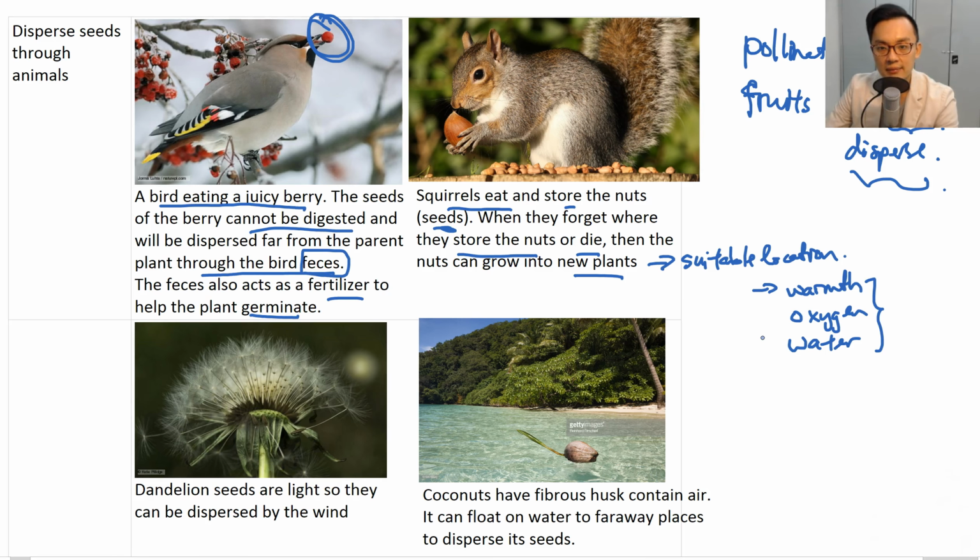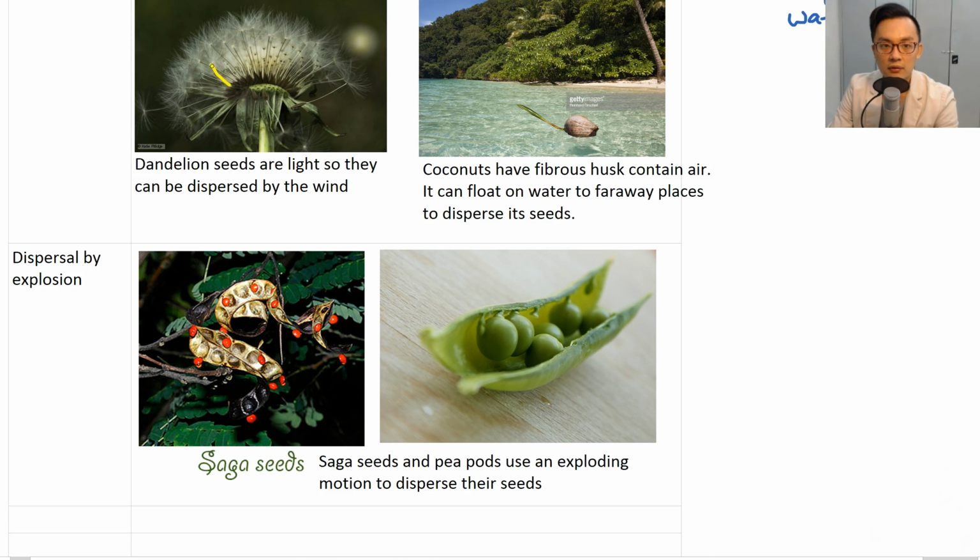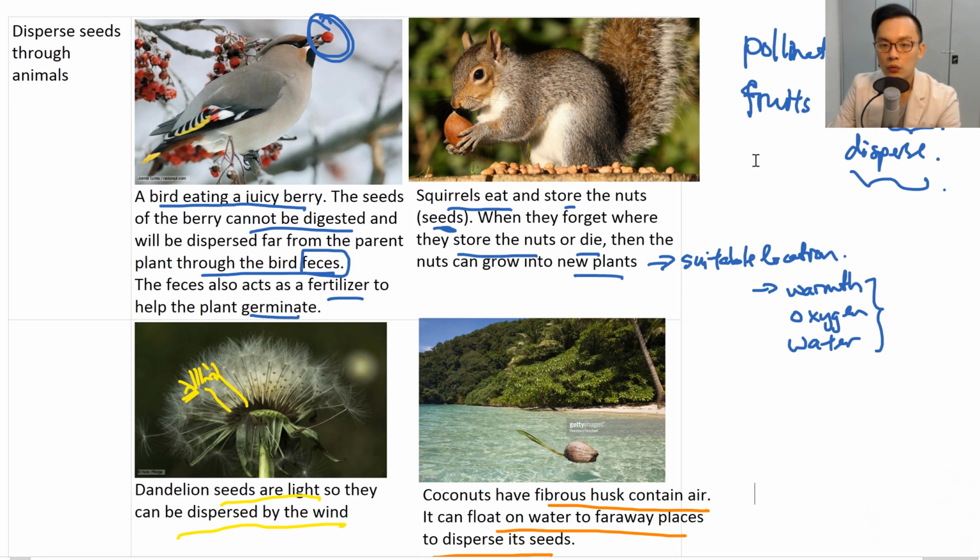And germinate into new plants. So this is a dandelion. If you notice, there are a lot of feathers at the end of the seeds. The dandelion seeds are light, so they can be dispersed by the wind. And coconuts have fibrous husks, and these husks contain air, so they can float on water to far away places to disperse their seeds. There are a lot of questions in exam papers that will ask you how the seeds get dispersed. All right, so let's move on.